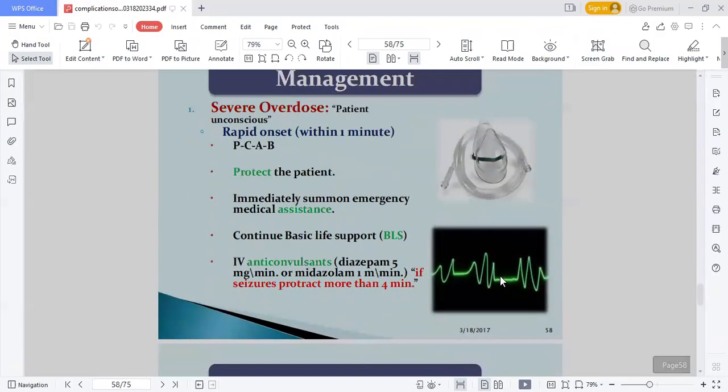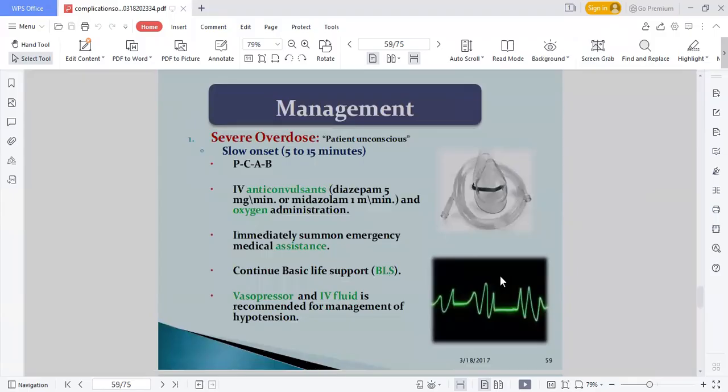Coming to the severe overdose, if there is rapid onset within a minute, protect the patient and immediately summon emergency medical assistance. Continue basic life support and give an anticonvulsant, diazepam 5 milligram per minute or midazolam, if the seizure protracts more than 4 minutes.